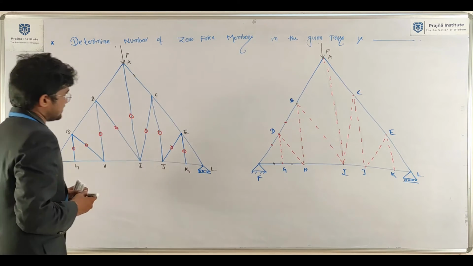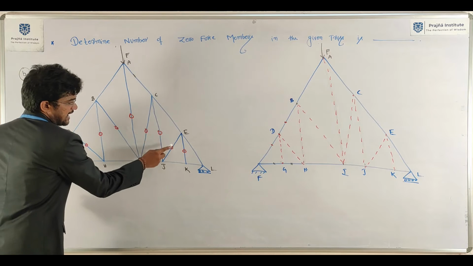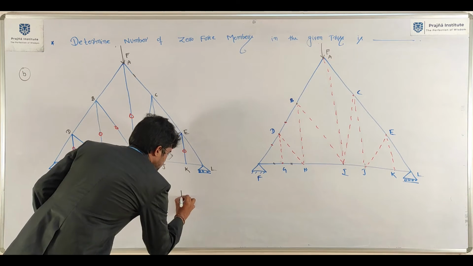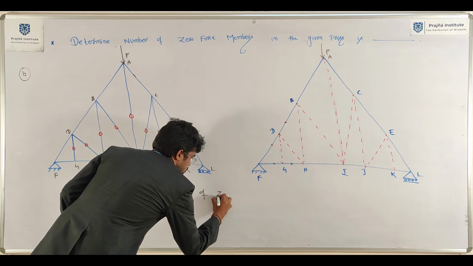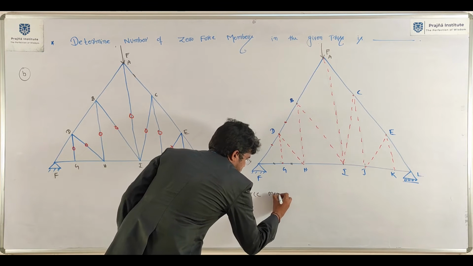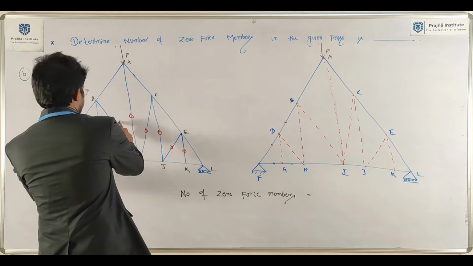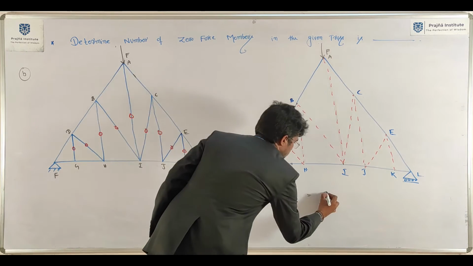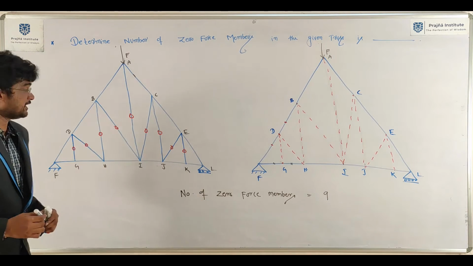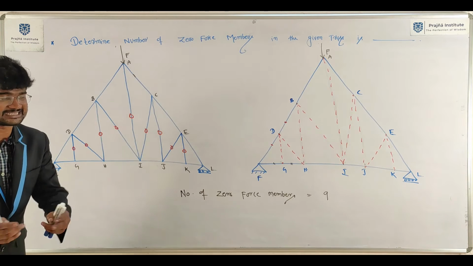Okay. How many members having 0 force? 1, 2, 3, 4, 5, 6, 7, 8, 9. Number of 0 force members in the given truss equals 9. Okay? So this is the way to determine the number of 0 force members in the given truss.